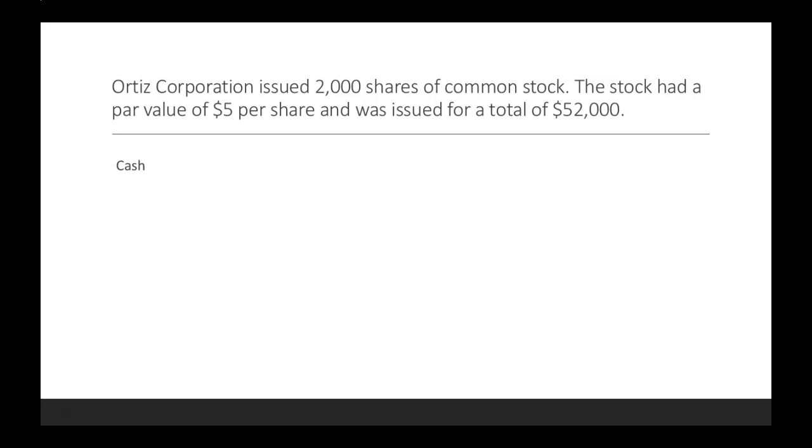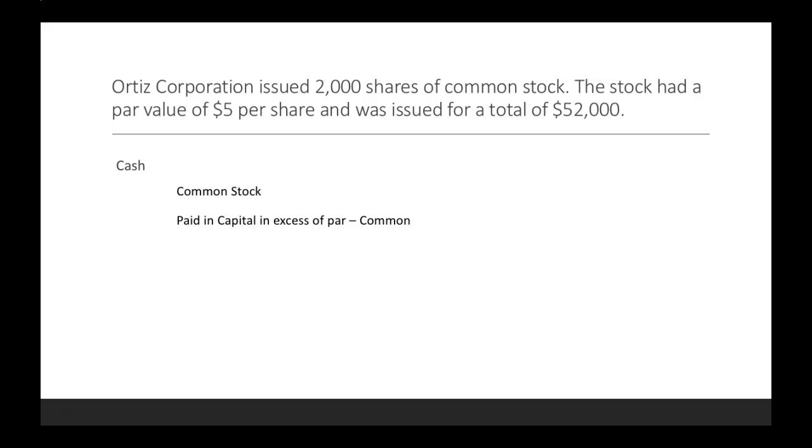So we are getting cash, right? The company is issuing stock to get money. So we'll debit our cash. And how are we getting this cash? We're getting it because we issued stock. So we'll credit our common stock. We will also be crediting paid in capital in excess of par, common.